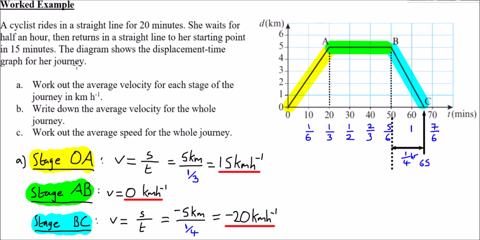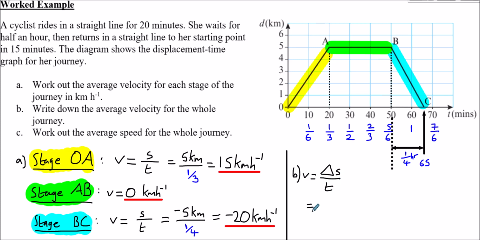Part B, it says now to work out the average velocity for the whole journey. Now this is something of a trick question, however this would likely be a 1 marker in an exam. 1 markers should always get you thinking. There might be an easy way of doing this, and indeed there is. Average velocity is total change in displacement divided by time.